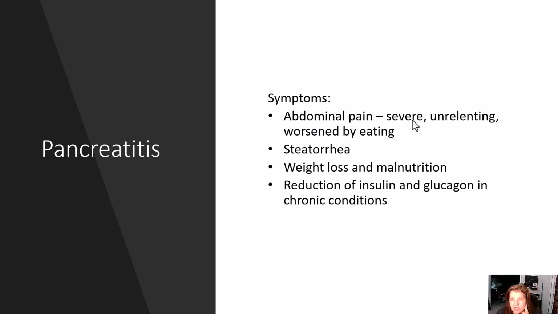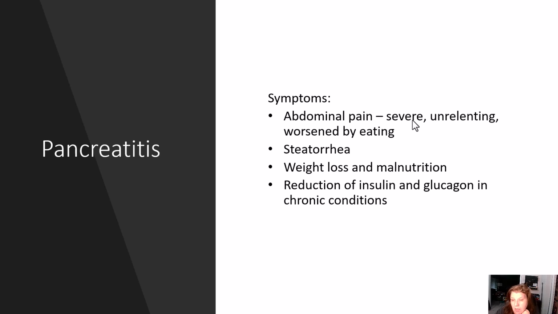As a matter of fact, pretty much any time you have such severe, unrelenting pain that is worsened by eating, it's probably the pancreas most of the time. And that can happen whether it's pancreatitis, or even with pancreatic cancer as well. So one of our main symptoms is steatorrhea. Again, I mentioned that these particular conditions that we're talking about have to do with fat malabsorption issues. So weight loss and malnutrition are very common in this population, especially the longer it goes. Especially as it becomes a chronic condition, weight loss and malnutrition are going to be problematic for us.